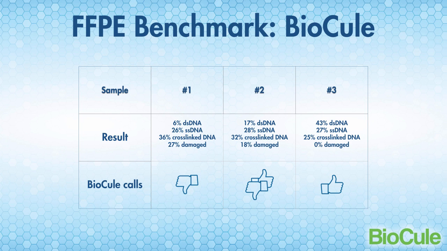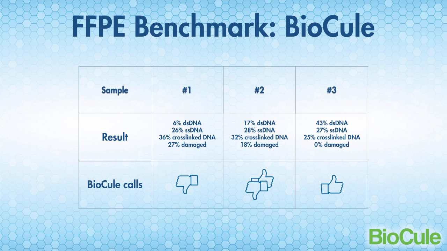It's only when looking at the samples with the BioCule QC platform that we start to see differences. The first sample has only 6% double-stranded DNA, with the remainder of the sample being single-stranded, cross-linked, or suffering from some other type of damage. This sample gets a failing quality grade from the BioCule platform, with the recommendation not to use it in subsequent analyses.